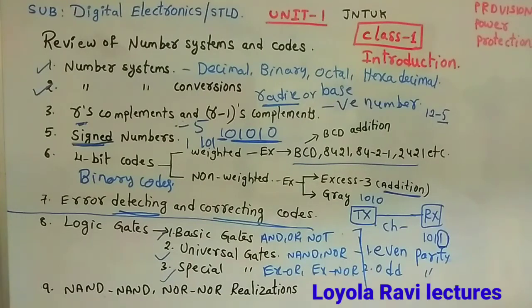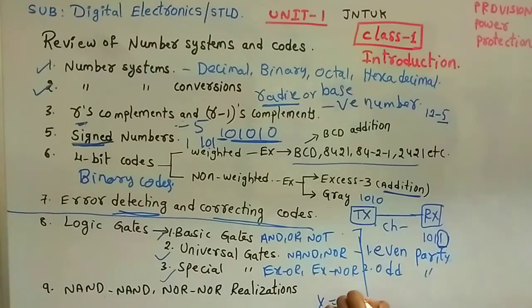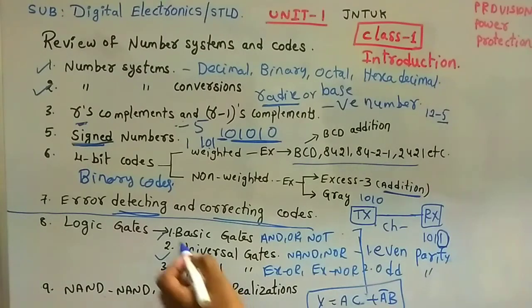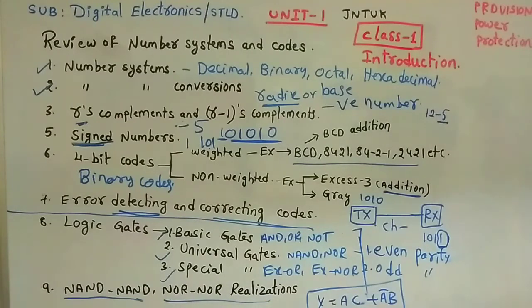We will discuss it in maybe one or two classes. A very easy and interesting concept. And the last one is NAND and NOR realizations. How we are going to represent one function using NAND representation and NOR representation. For example, my function is y is equal to AC plus A bar B. Like this we have one function. How we are going to represent this function using basic gates, and later how we are going to represent it using NAND realization and NOR realization. This is the last concept in this first chapter, review of number systems.